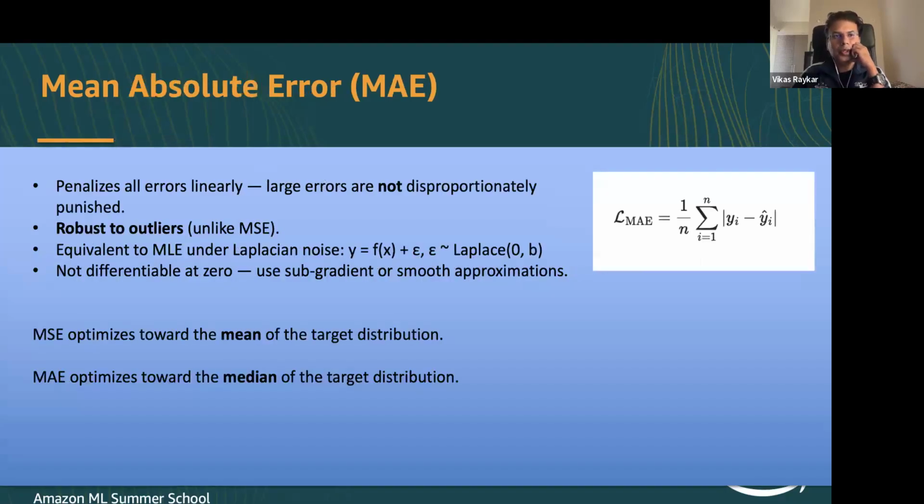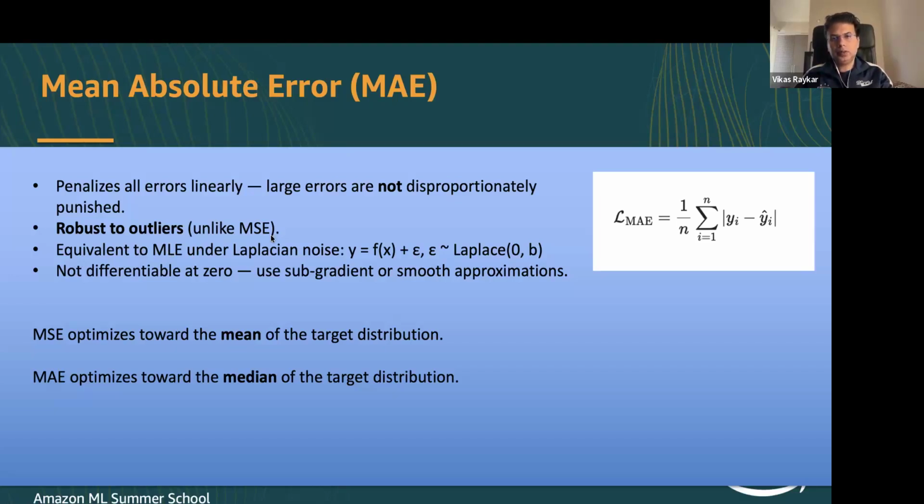The second variant we're going to talk about is mean absolute error. It's designed to handle this outlier sensitivity of mean squared error. As we saw, MSE had this squared error. So instead of the square, we're going to replace it by the absolute value here. Because of this, it penalizes all errors linearly, so large errors are not disproportionately punished. As a consequence, unlike MSE, mean absolute error is robust to outliers.